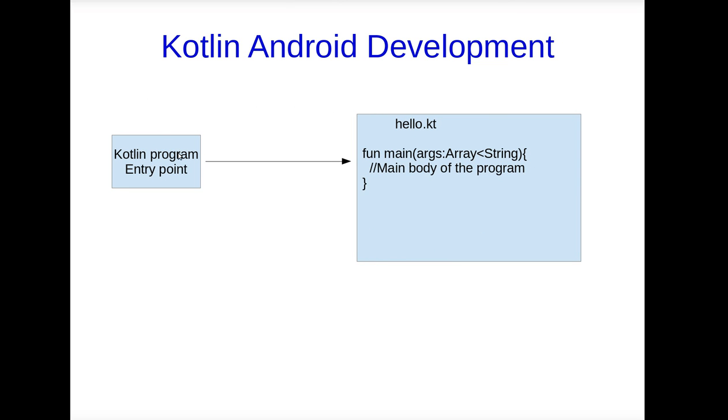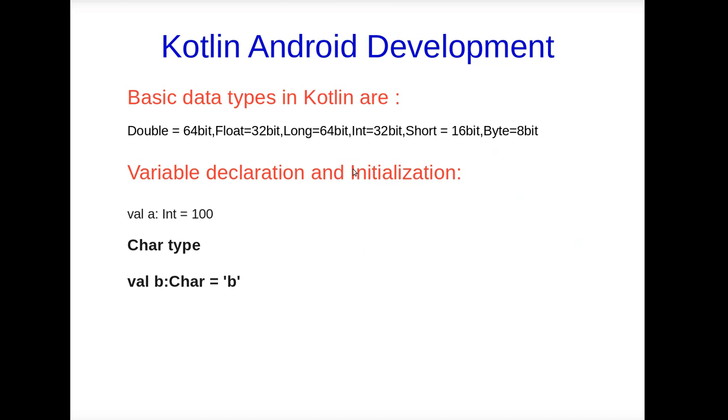As we discussed earlier, the entry point for the Kotlin program is the main function, which usually has a parameter of array of strings. The basic data types in Kotlin are Double, which is 64-bit, Float 32-bit, Long 64-bit, Int 32-bit, Short 16-bit, and Byte, which is 8-bit.